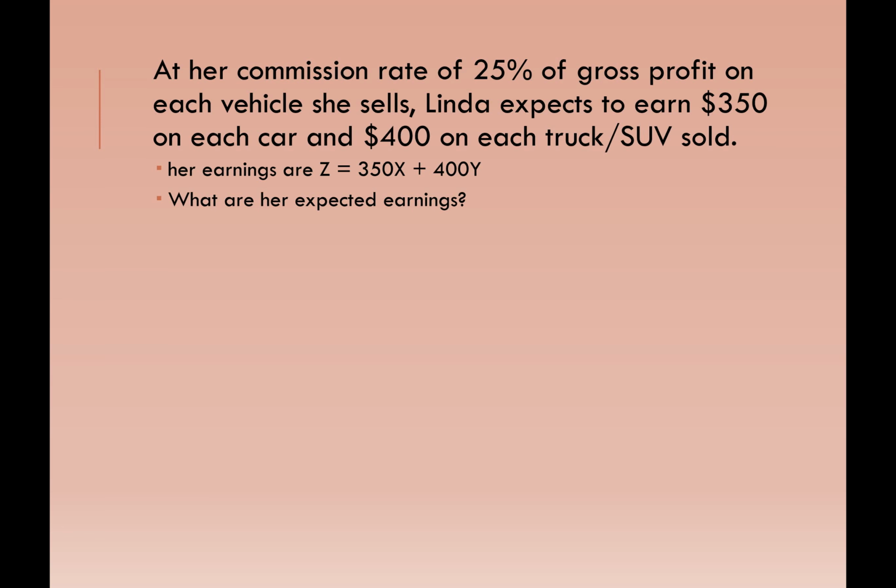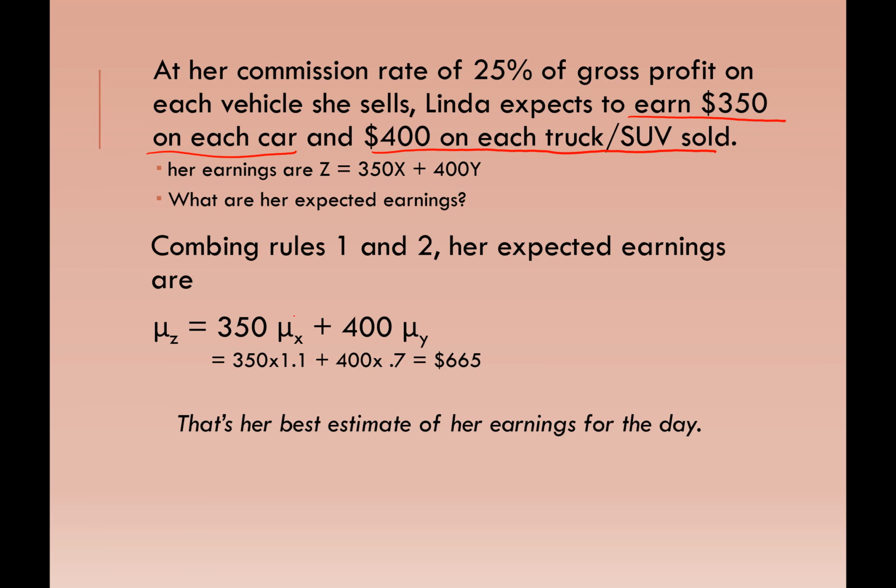So now let's take an example. If she earns commission on her cars and SUVs, and she expects to earn $350 on each car and $400 on each SUV, we want to know her expected earnings. So we're going to combine two of our rules. We're going to take our expected cars and expected SUVs, multiply them by that constant for each, the 350 for cars, 400 for SUVs, and then we can add them together, and she's expected to make $665.